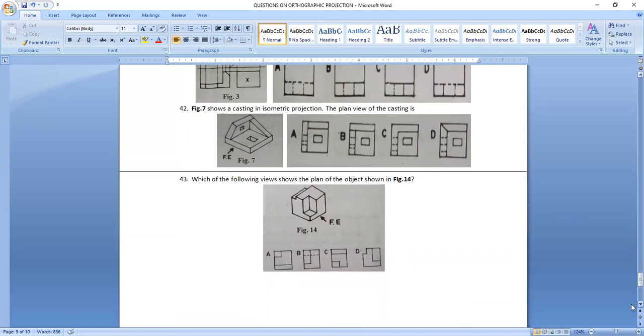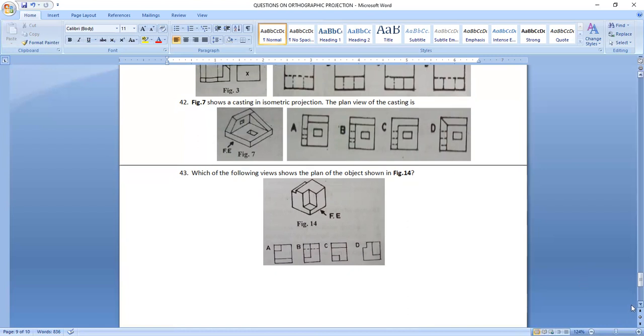Then we come to question 42, which says that figure 7 shows a casting in isometric projection. The plan view of the casting is the answer to this question, and it is also option A. So this rectangle is drawn here, and this rectangle here is drawn here, and then we are going to have a short dashes line for this square hole that we have here. That is this line and this line. Then this is going to give us a small rectangle or a square, and that's what we have here. And the square hole that we have here, we already have it in the middle here. So that's the answer to the question. Option A is the answer to question 42.